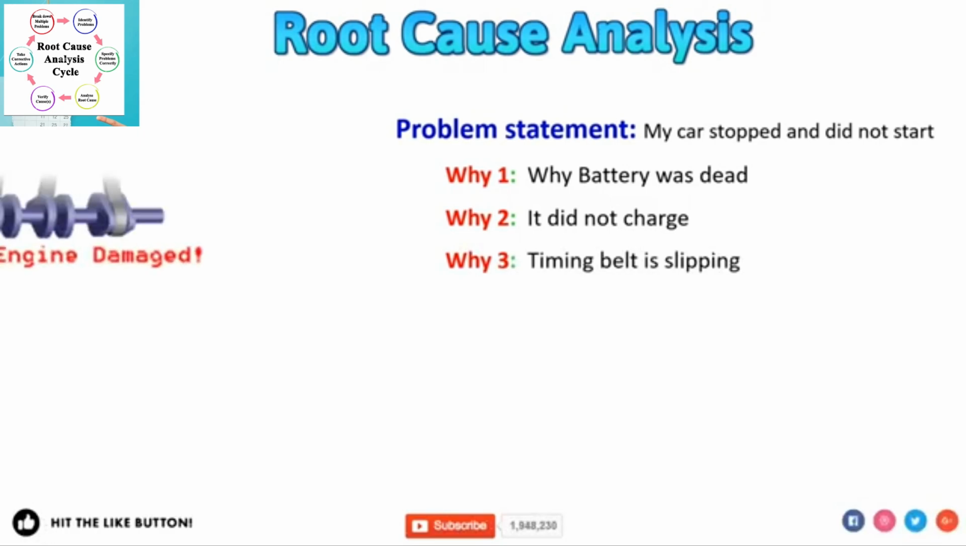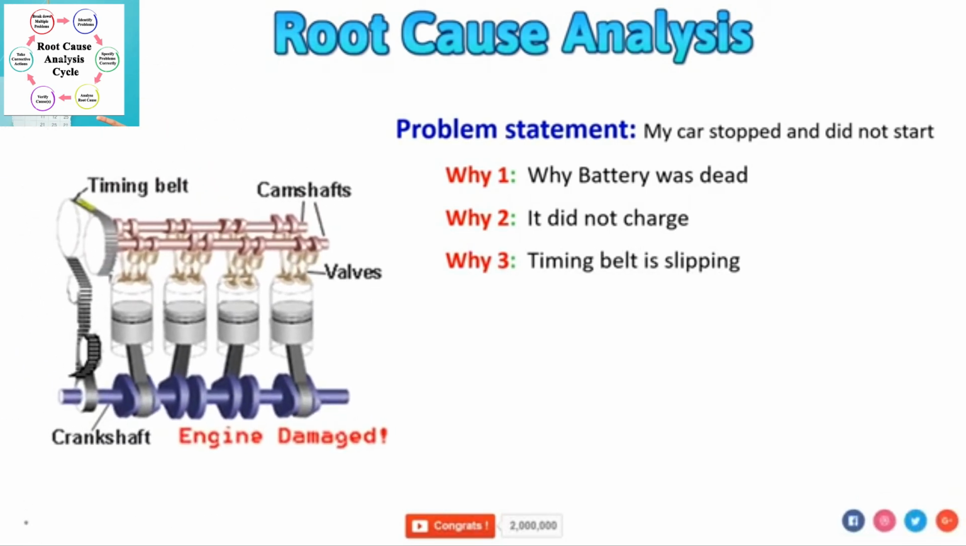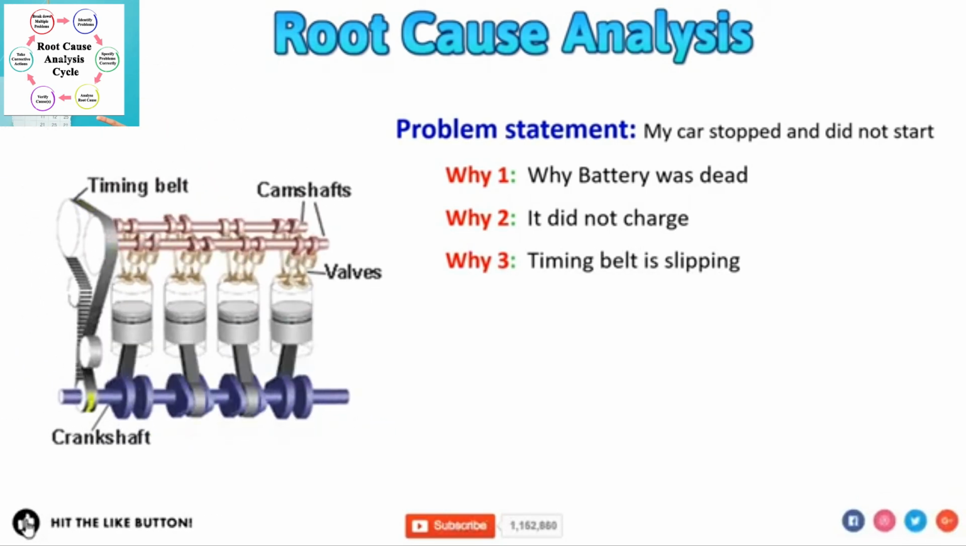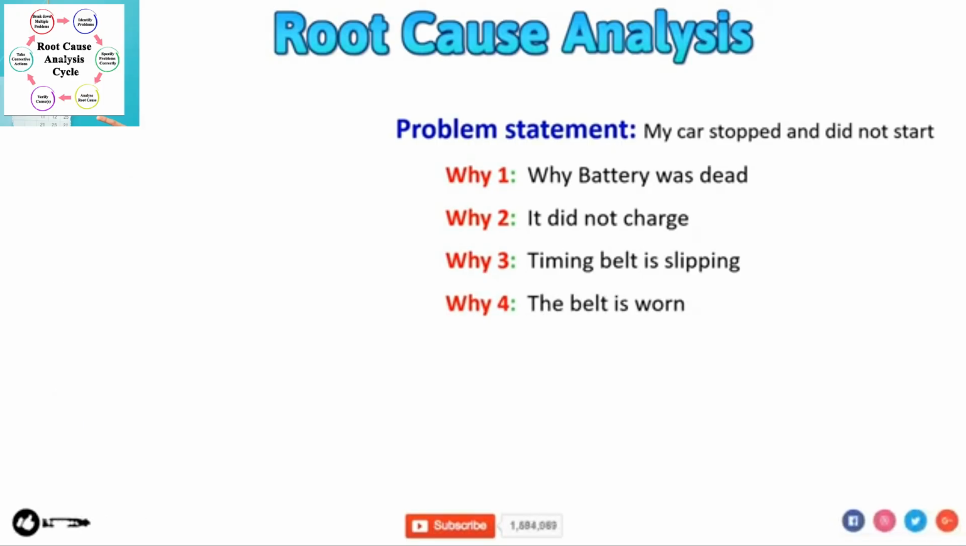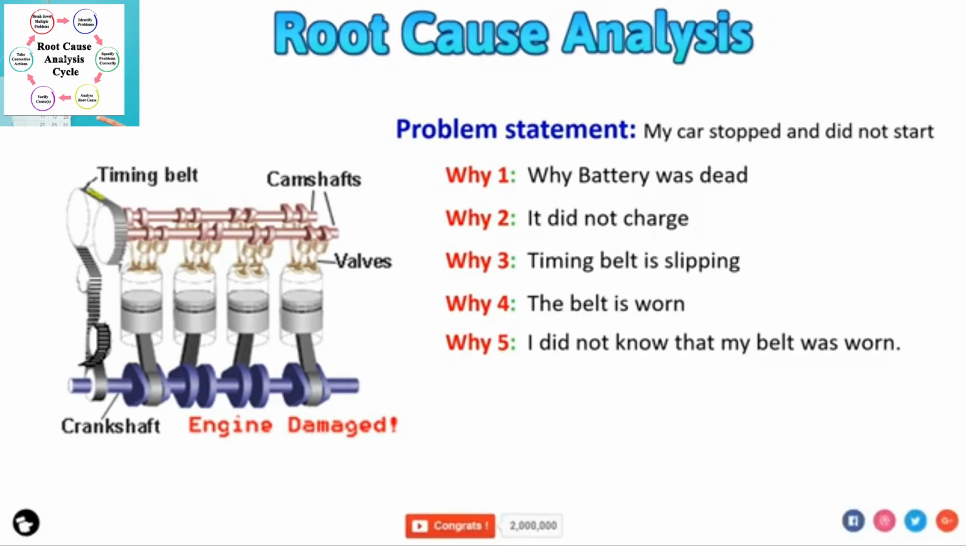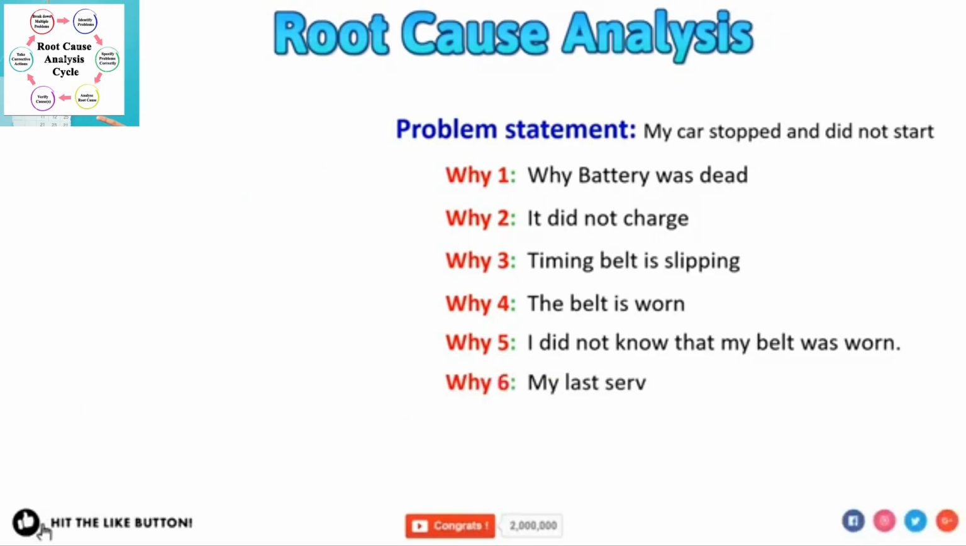Because my timing belt is slipping and is not causing my battery to be charged. Okay, why is your timing belt slipping? Because my timing belt is worn. Okay, why is your timing belt worn? Because I did not know that my belt was worn. Okay, why did you not know that your belt was worn? Because my last service was more than 1 year back and I'm not aware that my belt is not working properly.